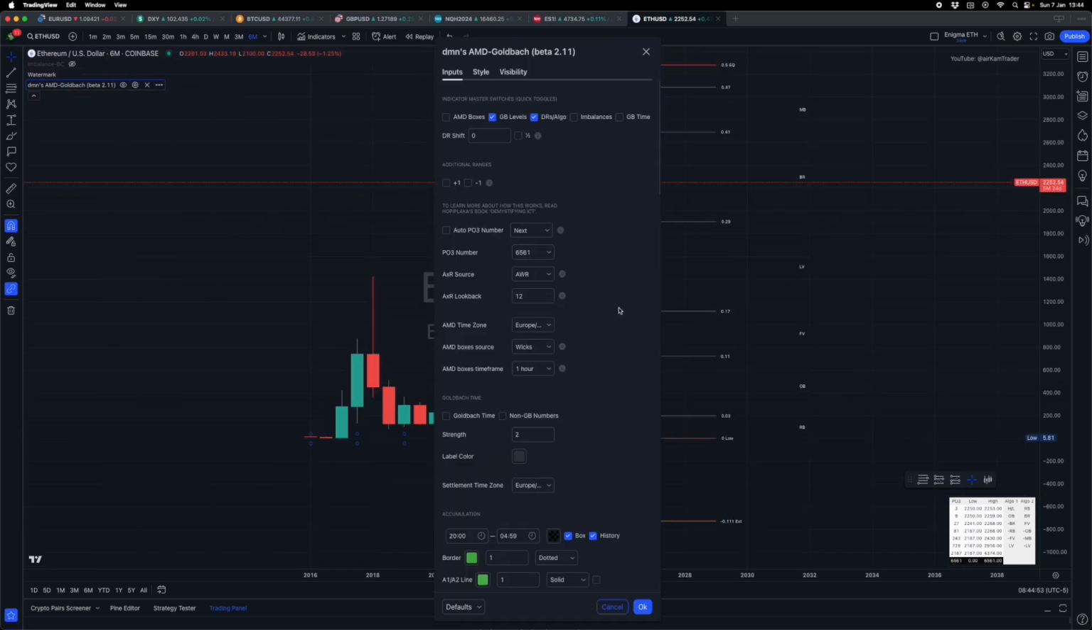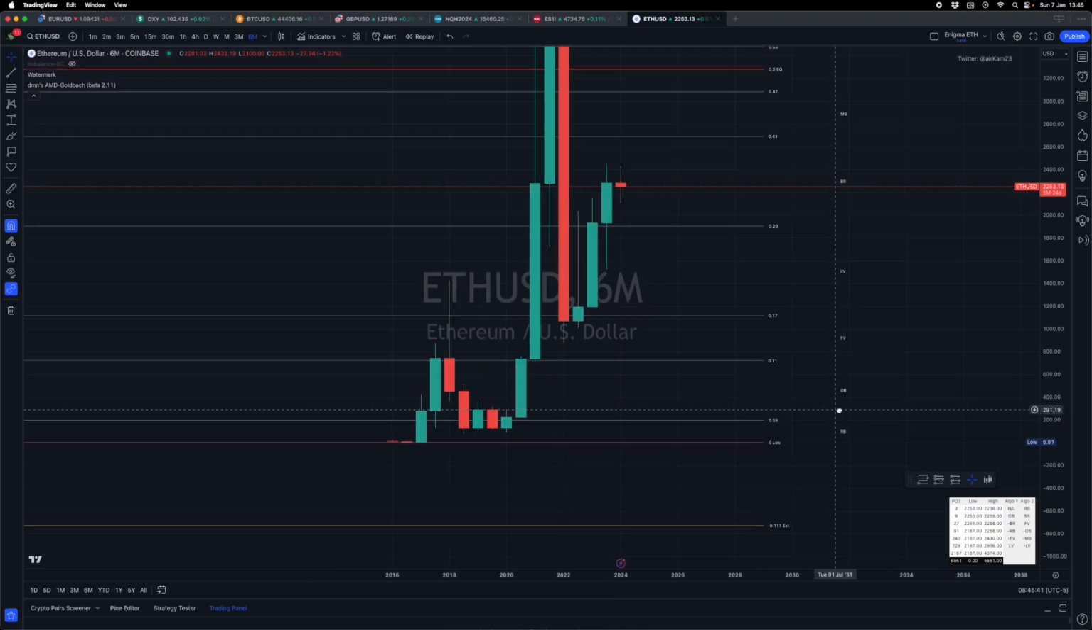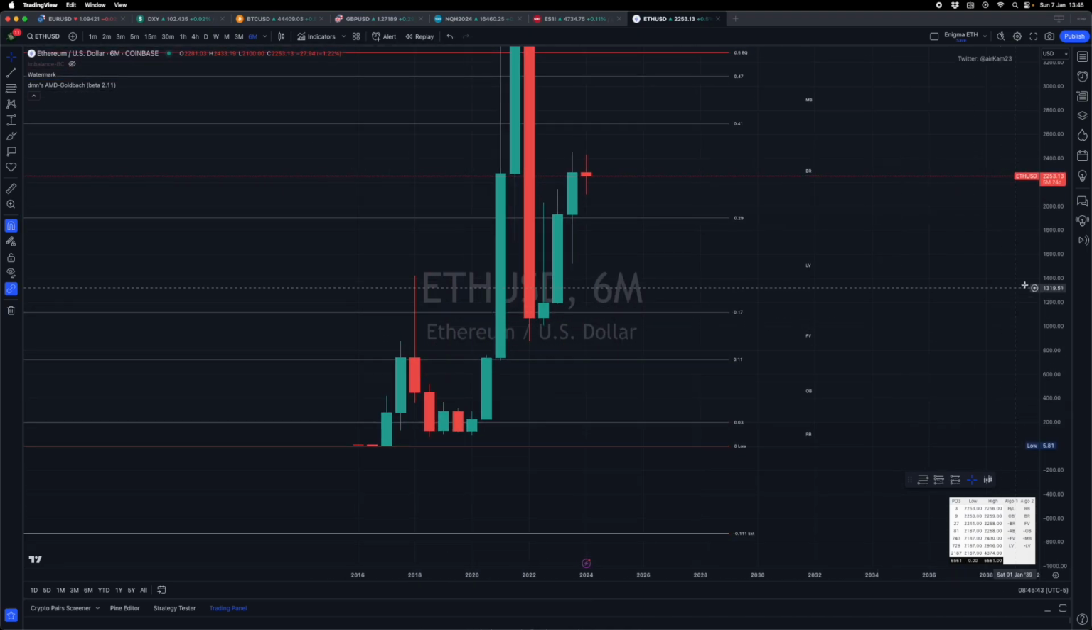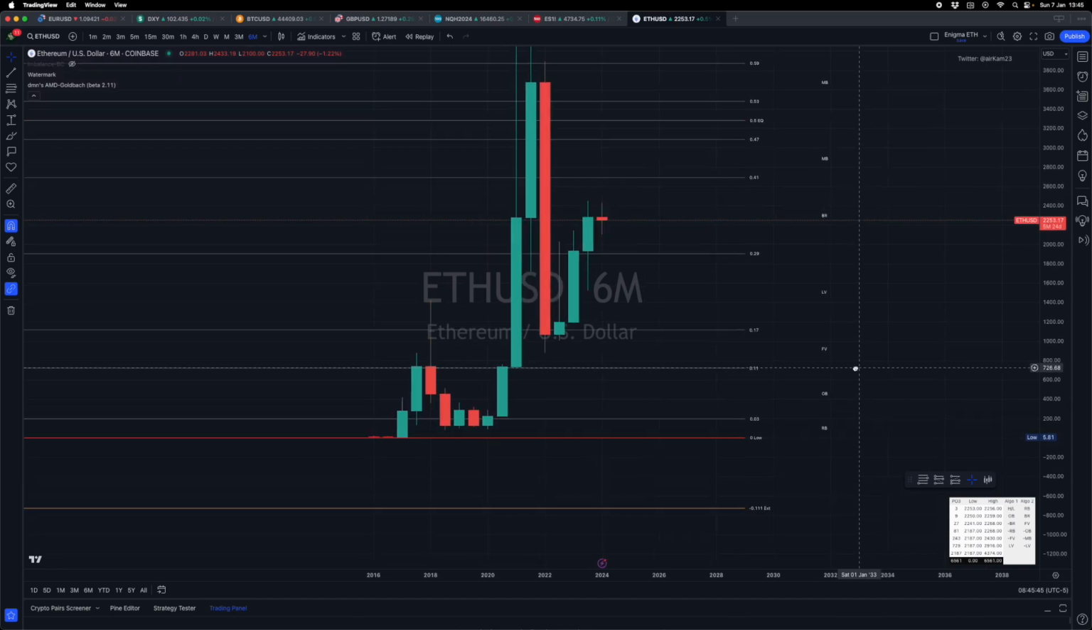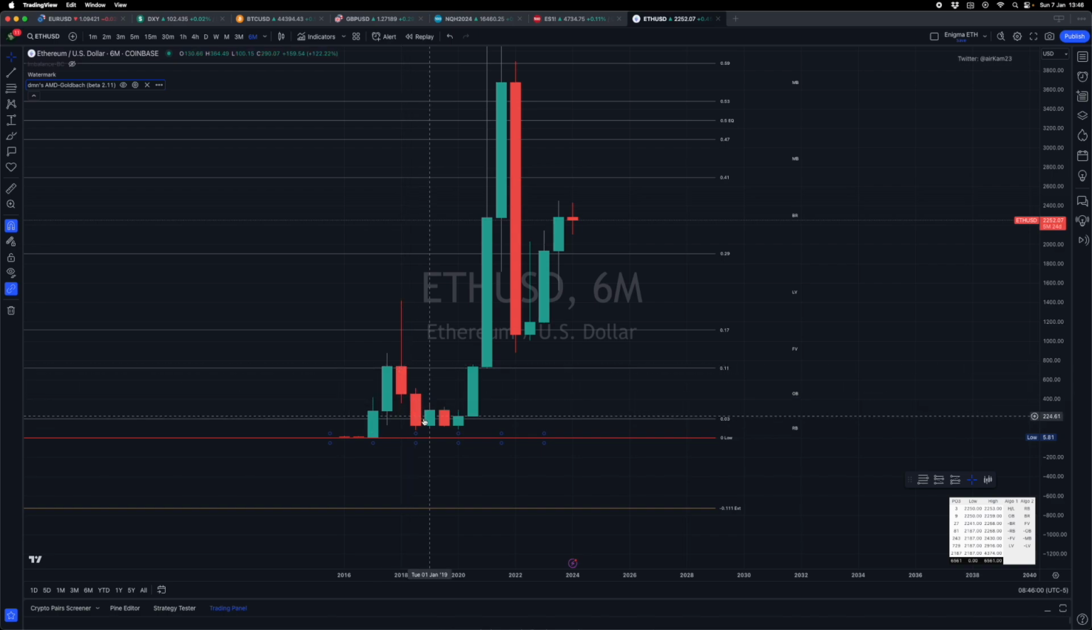Let's extend the price back a little bit further first. Okay, now, so you should understand a little bit of Goldbach theory now. What would you expect to form between the bottom of this GB partition and this GB partition? You would expect an order block to form, okay? What do we have here? We have an order block. There is your order block.